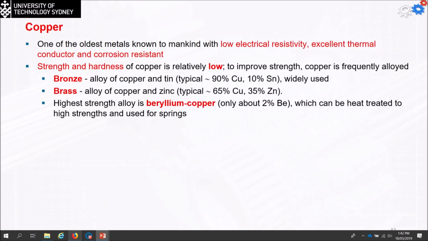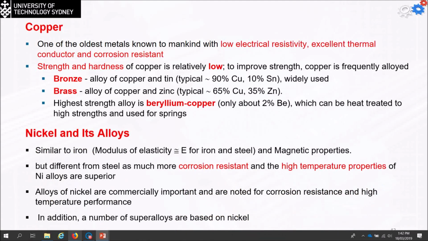Nickel and its alloys are similar to iron, where the modulus of elasticity is as much as for iron and steel, about 270 gigapascal. It has good magnetic properties like iron. But different from steel, for more corrosion resistance and high temperature properties, nickel is superior. Alloys of nickel are commercially important and noted for corrosion resistance and high temperature performance. In addition, a number of the superalloys are all based on nickel.